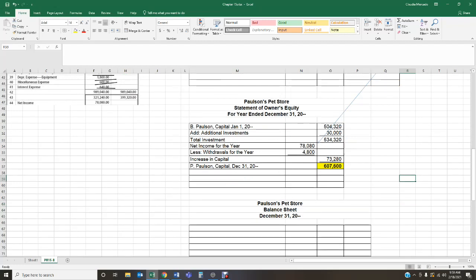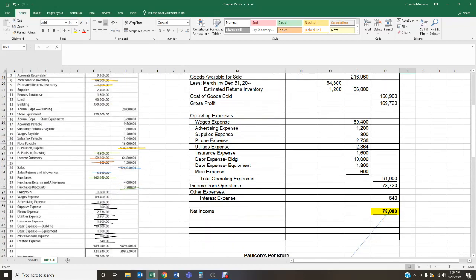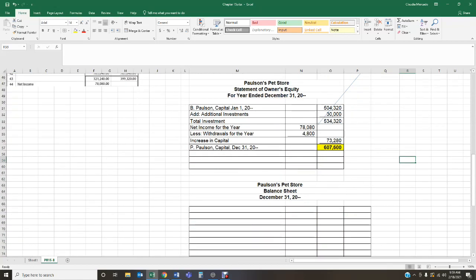Now we have our balance sheet. Okay, they're asking us to prepare a balance sheet. In our balance sheet, we have our assets, liabilities, and owner's equity, and the whole point is to balance. The accounting equation must balance. Okay, so we're always going to begin on the balance sheet with our assets.